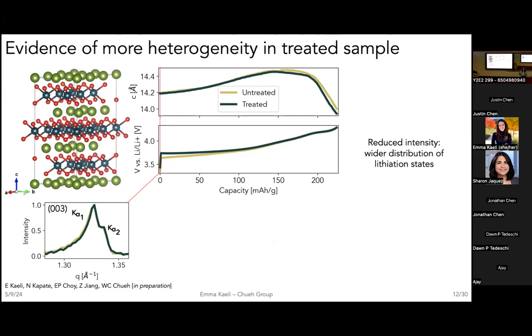As you charge, we're going to start to look for evidence of heterogeneity. That evidence will look like a wider distribution and a decreased intensity. And now, if we compare at some moderate capacity, we're actually starting to see that the treated material has a reduced intensity and a slightly broader distribution that's going to be representative of a broader distribution of lithiation states. This is starting to indicate exactly what I showed you before, that we have higher heterogeneity as a result of the surface treatment.